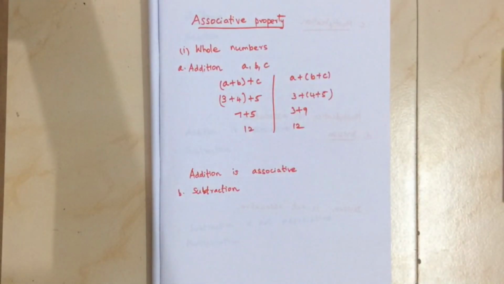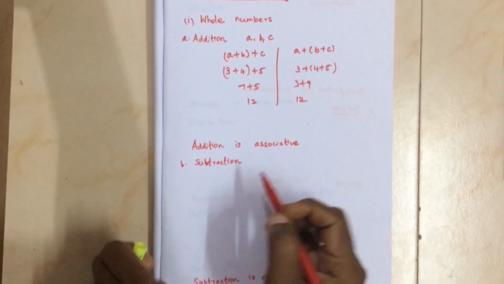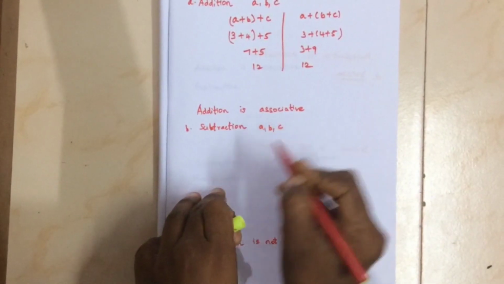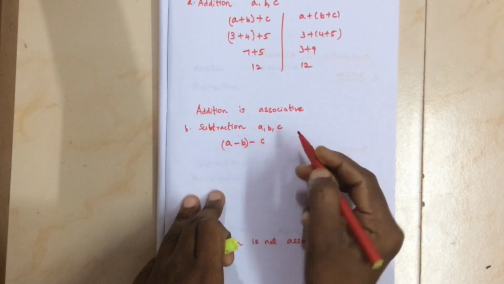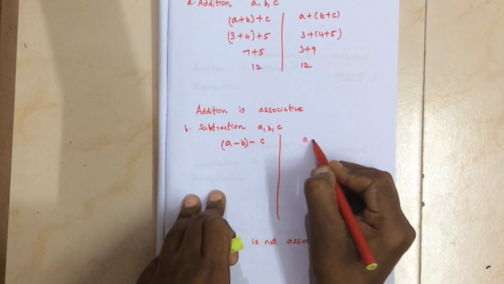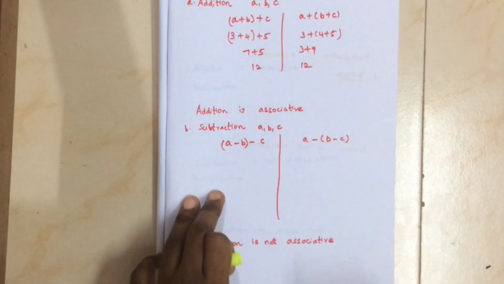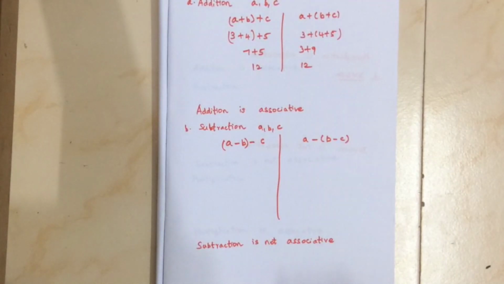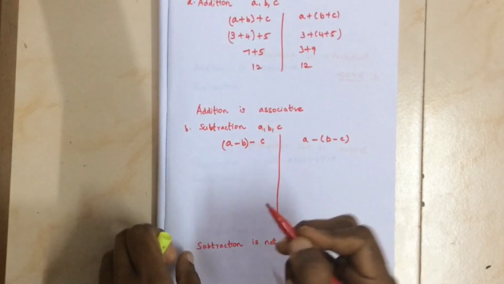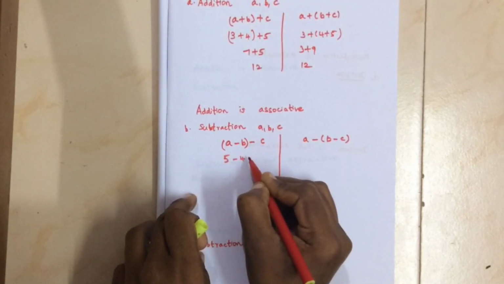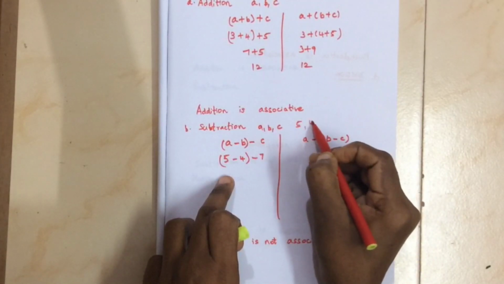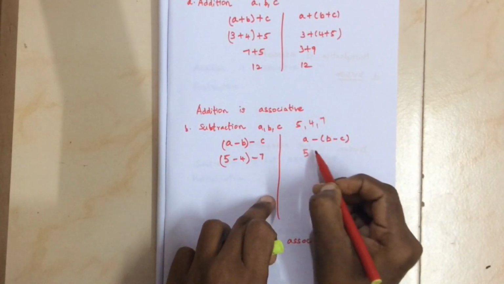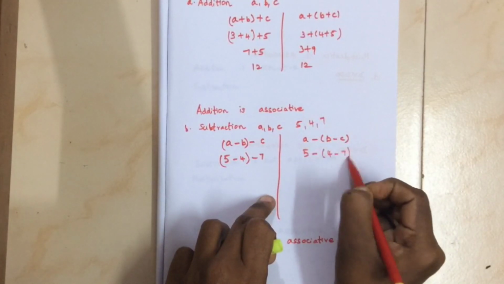Next we are going for subtraction. The similar thing: consider any numbers, let them be A, B and C. You have to check whether (A - B) - C is equal to A - (B - C). First I am going to take any three numbers. They should be whole numbers, which means 0 and positive numbers. So I am taking (5 - 4) - 7, and I am going to check this here.